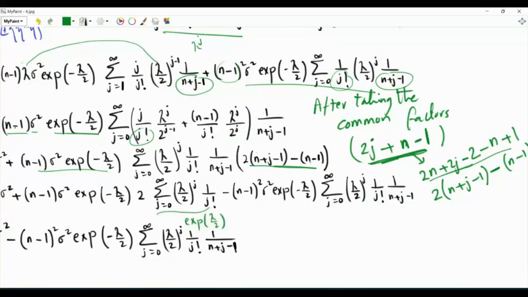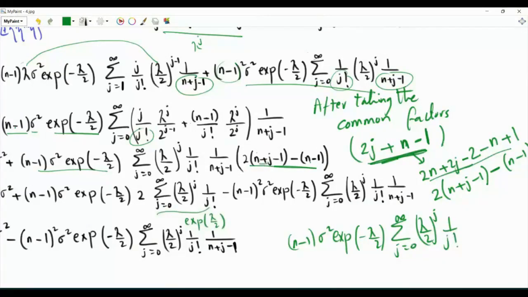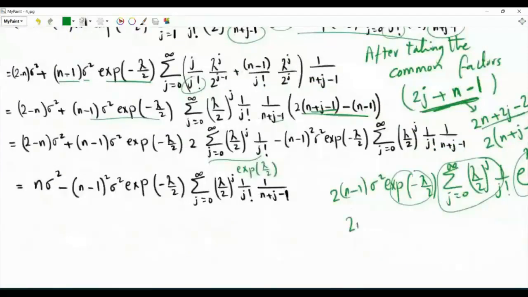Now, after doing the separation, one summation can be evaluated, because if we take the outside factor, it is n minus 1 sigma squared exponential minus lambda over 2. And then we have summation j from 0 to infinity, lambda over 2 to the power j, 1 over the factorial of j. And then this will go with this, and we only have a factor of 2. Now, this summation is exactly e to the power lambda over 2. And it's multiplied by e to the minus lambda over 2. This product is unity. And we are left with 2n minus 2 sigma squared. We already have 2 minus n sigma squared. And if we add these two terms together, we get n sigma squared.